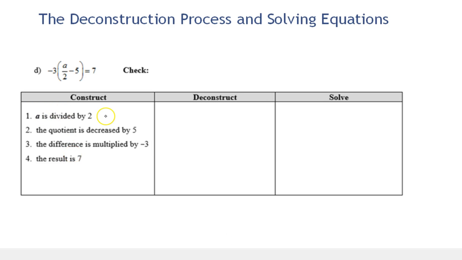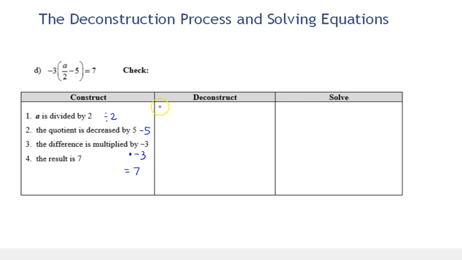So a is divided by 2. The quotient is decreased by 5, so I'm going to write minus 5. The difference is multiplied by negative 3, so I'm going to put times negative 3. And the result is 7. Okay. So now I'm going to reverse this process so we can solve for a.